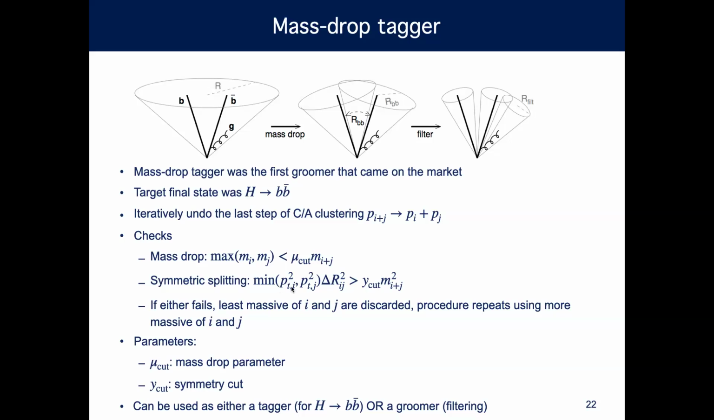That's the minimum of their masses times the delta R between them, which has to be larger than some threshold times the mass of the sum of their four-momenta. If either of those conditions fails, the least massive of i and j is discarded, and then you repeat the procedure. This makes sure that you're getting rid of the events where you have one big strong core and then a tiny little radiation. It just drops that radiation and keeps the strong core. What it's trying to do is look at 2 strong cores versus 1 strong core. You can either use this as a tagger for Higgs to b b-bar, or you can use this as a groomer, which is known as filtering.